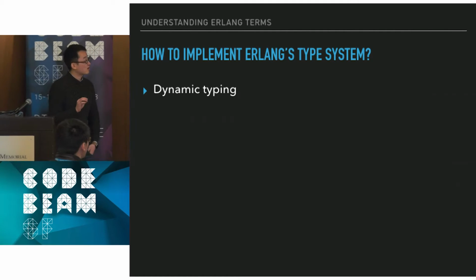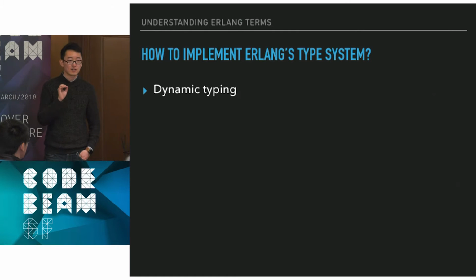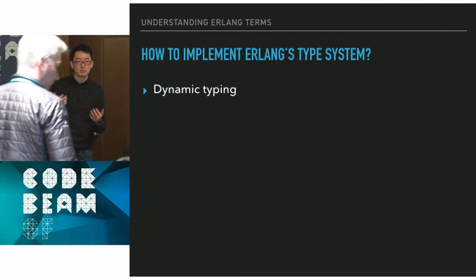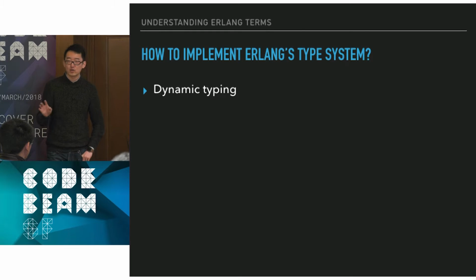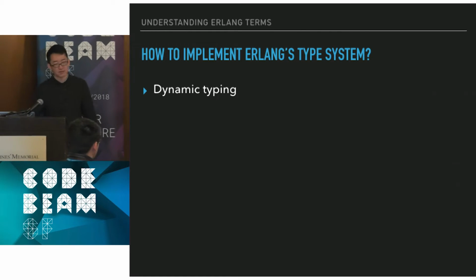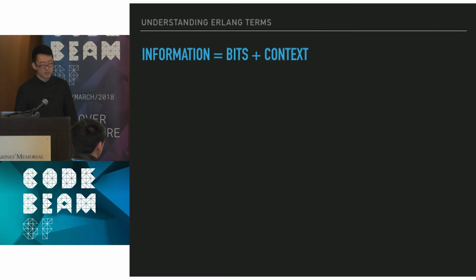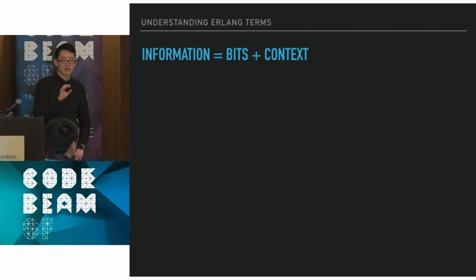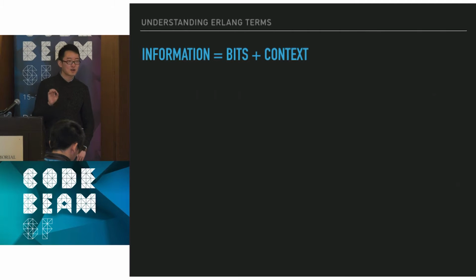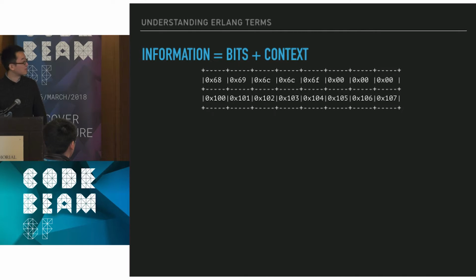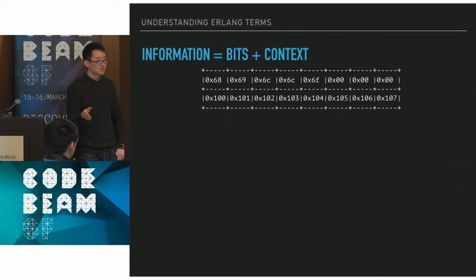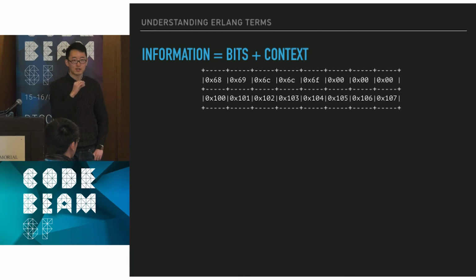So first of all, Erlang is a dynamically typed system. Let's imagine we are given a task: implement a dynamic type system for Erlang. There is only one requirement, which is that this language is dynamically typed. For information in memory, information consists of the bits and the context. For example, here is a piece of memory. It has 8 bytes, and each byte stores some binary.